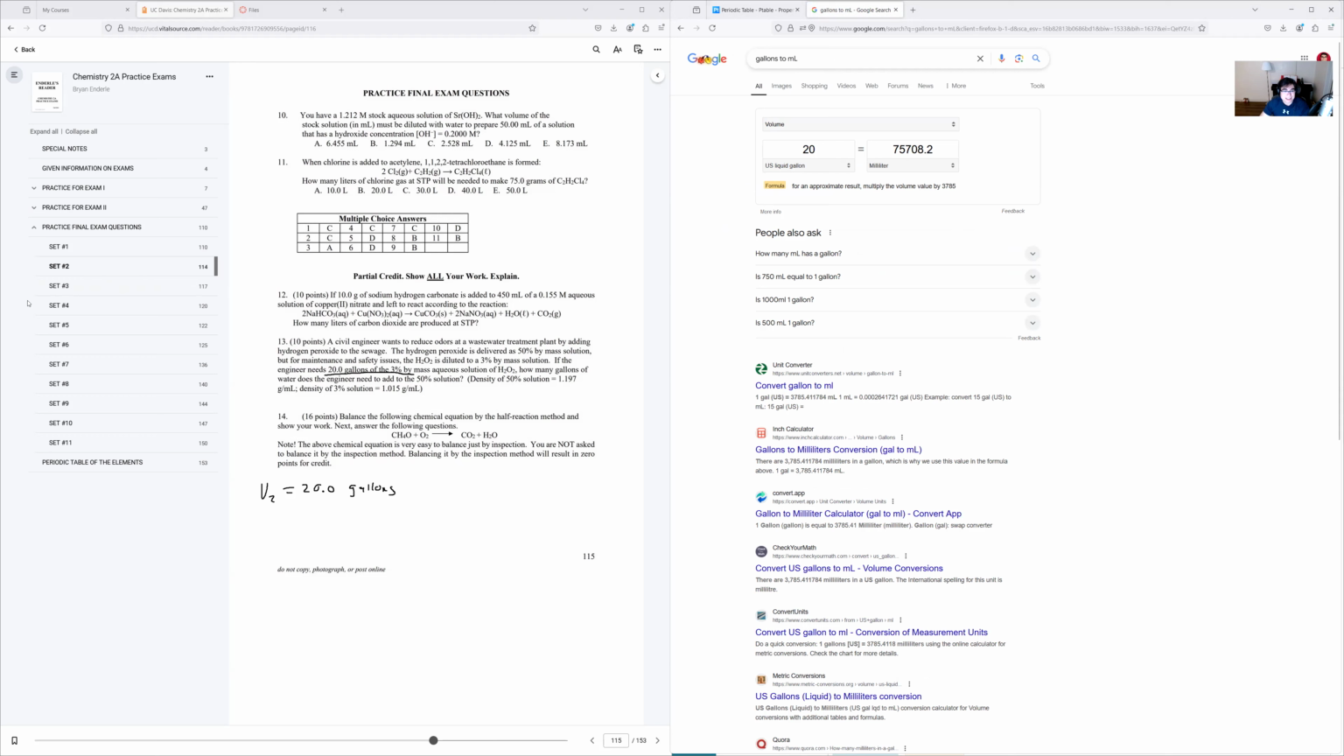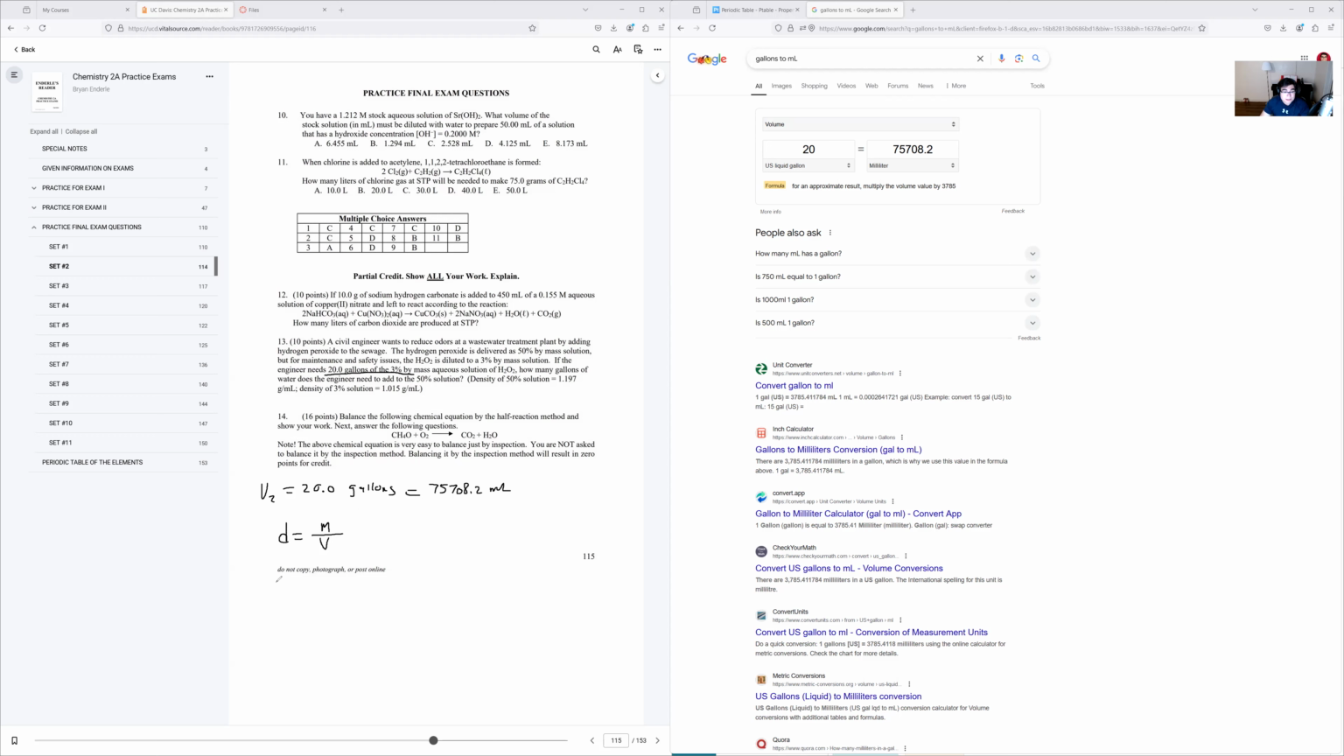So we know 20 gallons is 75,708.2 milliliters. So now what we can do is figure out how much mass we have in the 3% by mass solution. We have 20 gallons of it, right? So we know that density, we're given densities. Density is equal to mass over volume, right? This is mass of the solution, not mass of hydrogen peroxide.